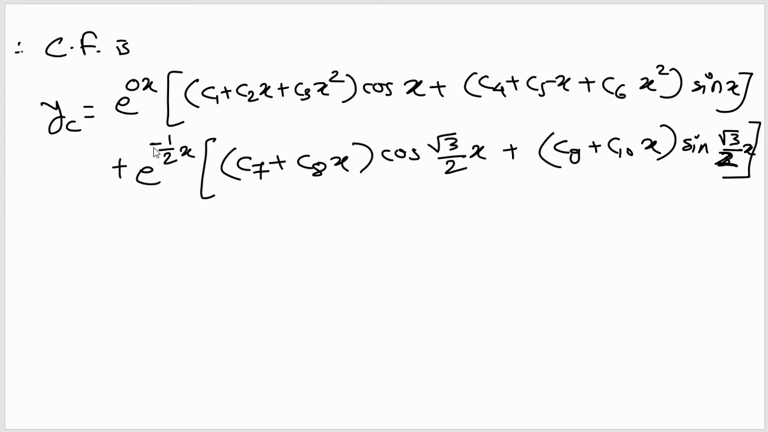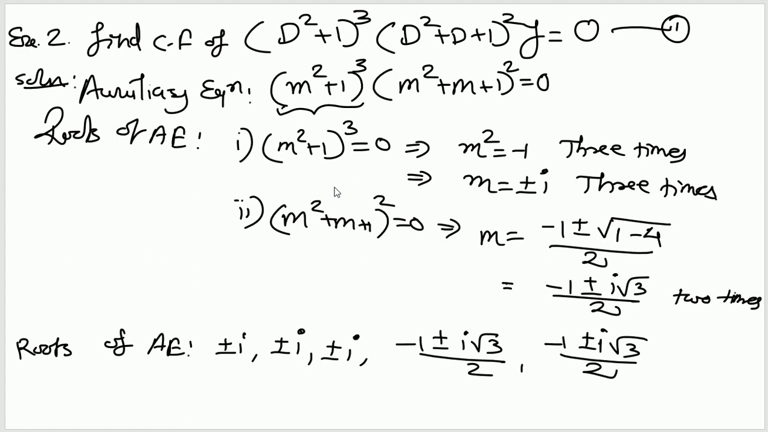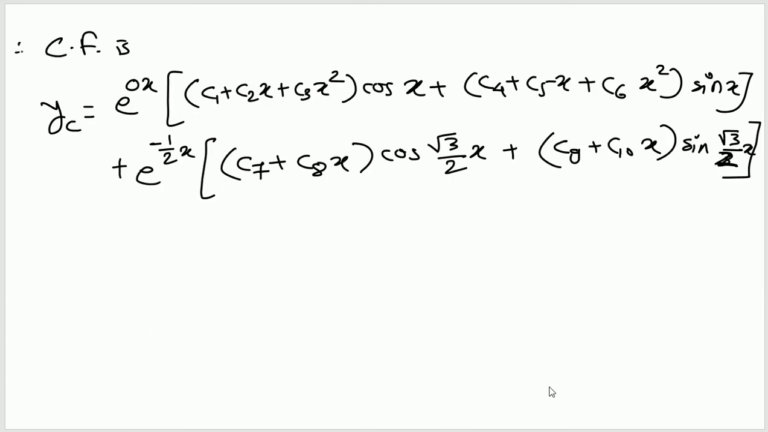Okay, now see, we got all 10 arbitrary constants. So this is a complementary function for this differential equation. The degree of this auxiliary equation is 10. We got these 10 roots here, and therefore this is a complementary function. So this is how we can find complementary function when we have complex and repeated roots. I hope you understood this. Try to solve some more examples on this. Thank you.